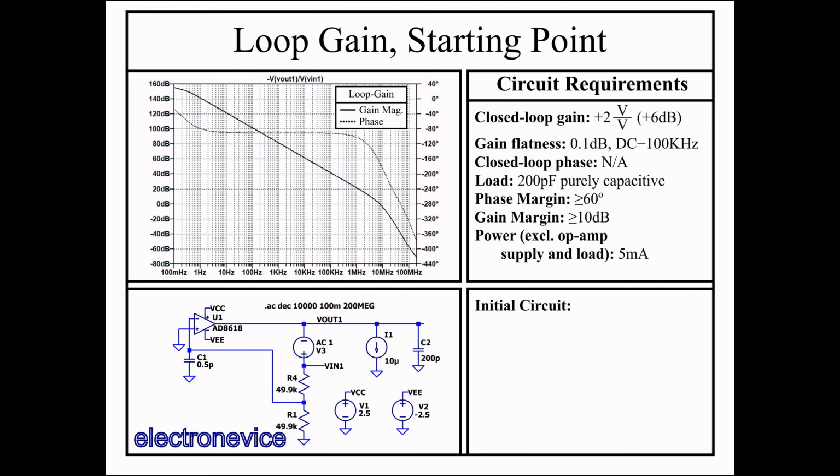We'll also say we want a robust 60 degrees or more of phase margin and at least 10 dB of gain margin. We don't want to draw too much power, so we'll set a limit on the power consumption of 5 milliamps, not including the op-amp supply current or the load current into the output capacitor.